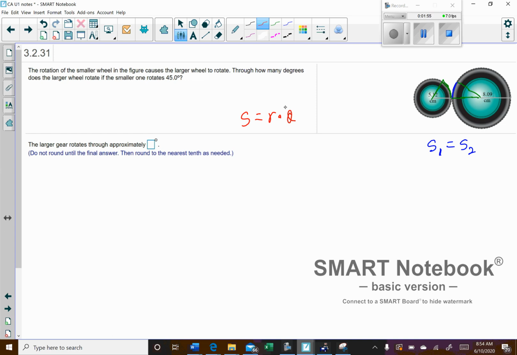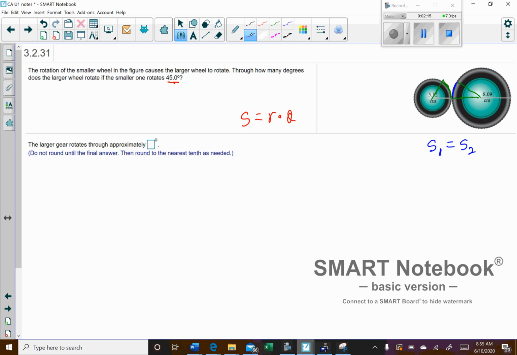If we don't do that here, it's not really a big deal because we're going to set up a ratio. But just be aware that sometimes it is important that you convert the degrees to radians, and if you're unsure, then just go ahead and do it. But in this particular case, it won't make a difference.